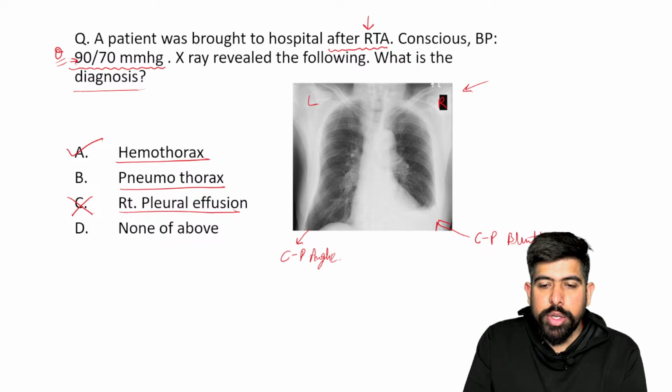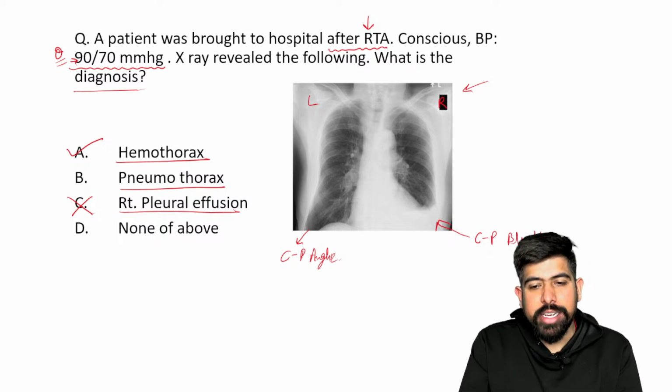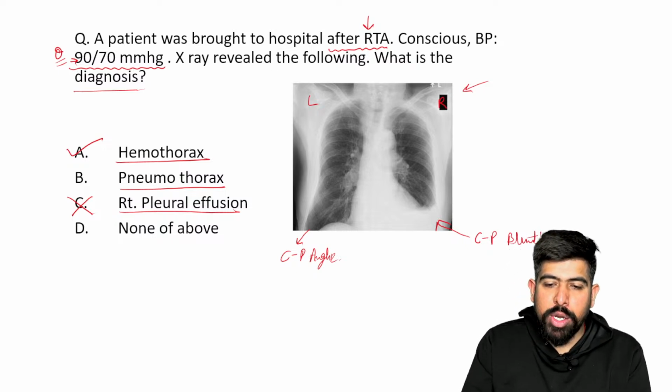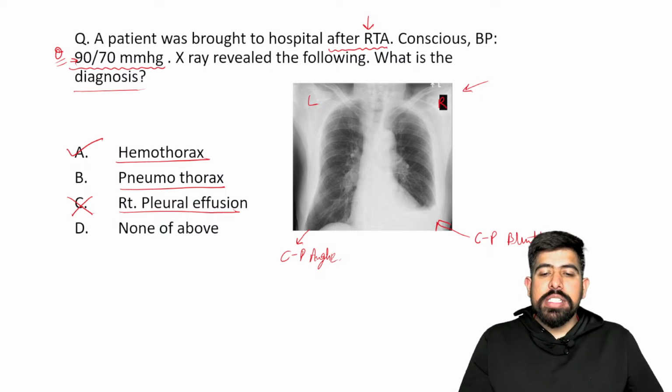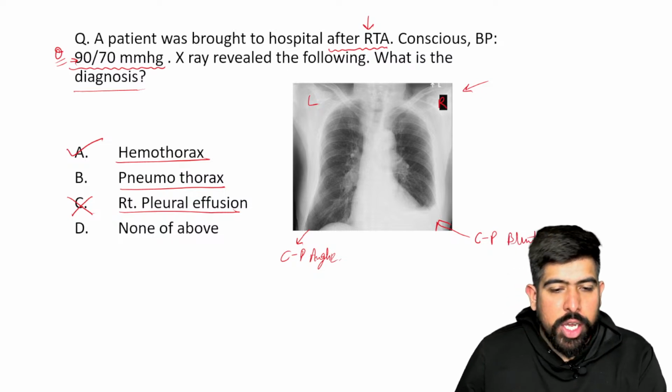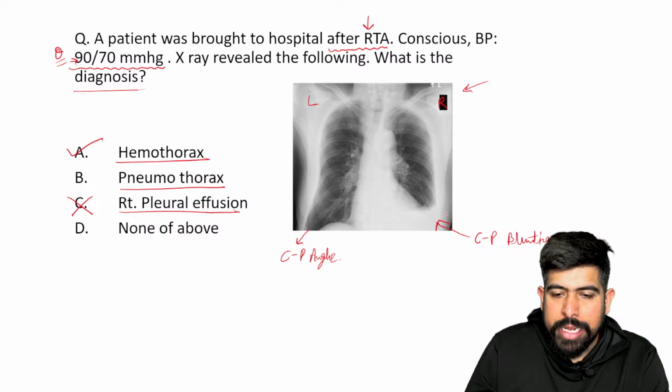Yes, the patient will go into hypovolemic shock. Exactly. So the patient will go into hypovolemic shock, and that hypovolemia will decrease the BP. Yes, blood pressure will decrease first. Okay. So the condition seen in this X-ray is hemothorax. I hope it is clear to you.